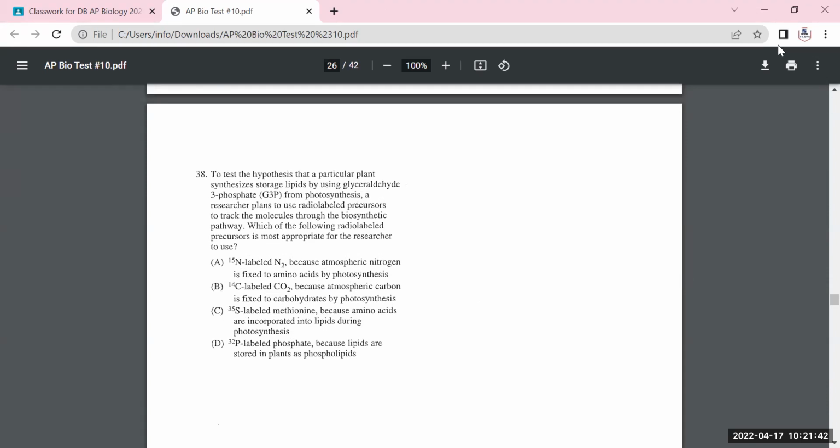Okay, 38. To test the hypothesis that a particular plant synthesizes storage lipids by using glyceraldehyde 3-phosphate from photosynthesis, a researcher plans to use radio-labeled precursors to track the molecules through the biosynthetic process. Which of the following radio-labeled precursors is most appropriate for the researcher to use?